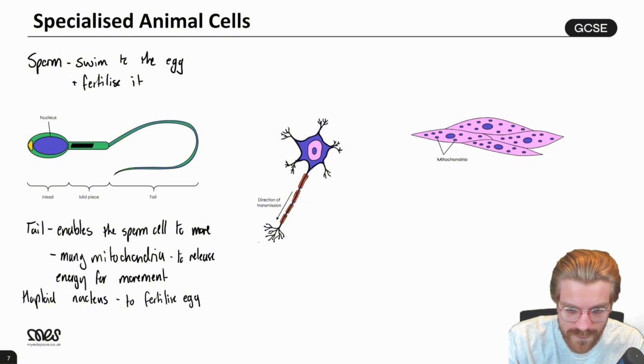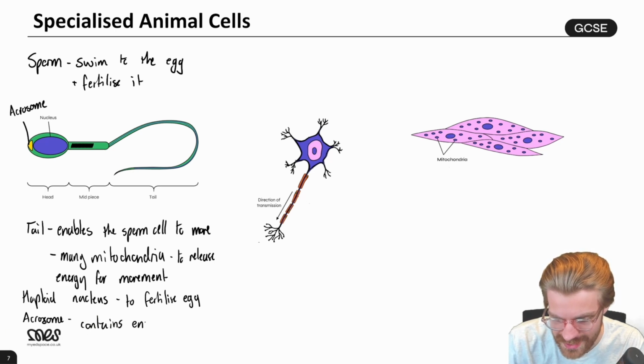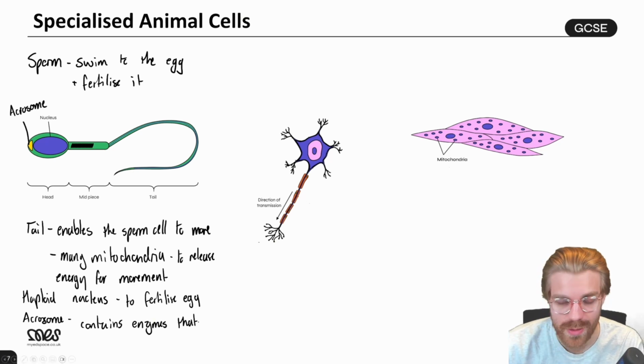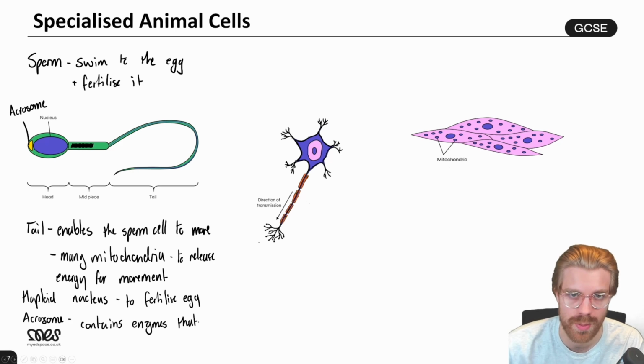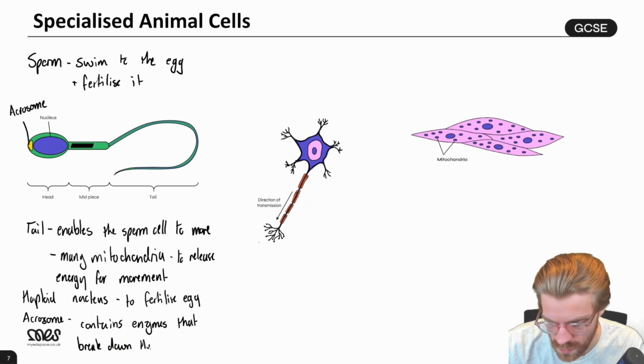And then finally, at the very tip of the sperm cell, we have the acrosome. The acrosome contains enzymes that will break down the surface of the egg cell, allowing the sperm cell to plant its nucleus into the egg cell.